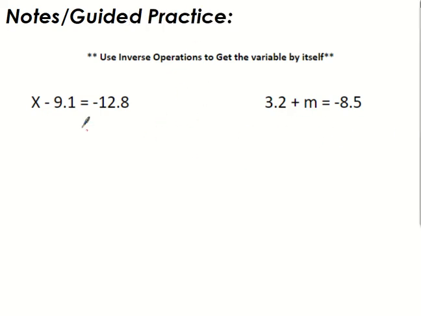All right, so if this is subtraction, the inverse would be addition. So we're going to add 9 1/10 to both sides. So I would get x equals, and then I have negative 12 8/10. I'm going to add 9 1/10, and so we get negative 3 7/10.